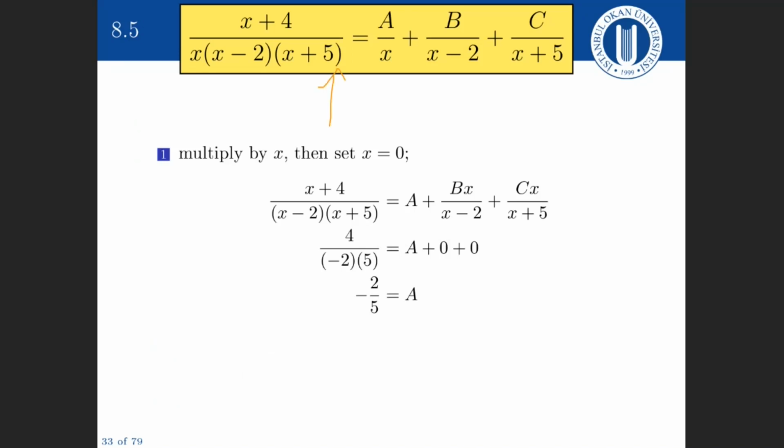So I've put the equation that we're using at the top. Multiply it by x. This x disappears. This x disappears. We get another x here, and we get another x here. And then replace x by 0. That's 0 here and 0 here. The right-hand side is just a plus 0, and the left side is a number, in this case minus 2 over 5.